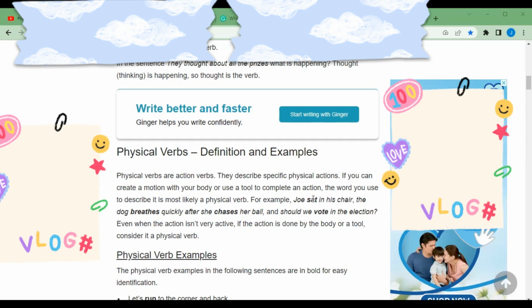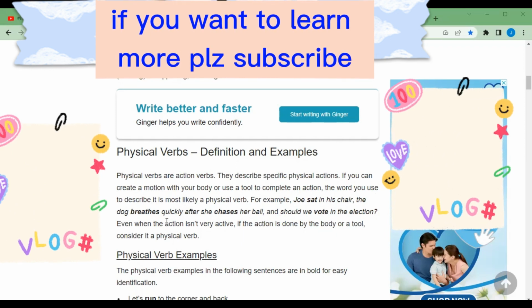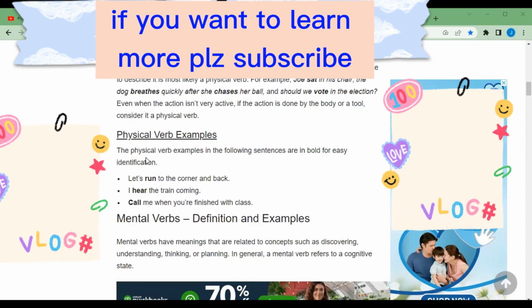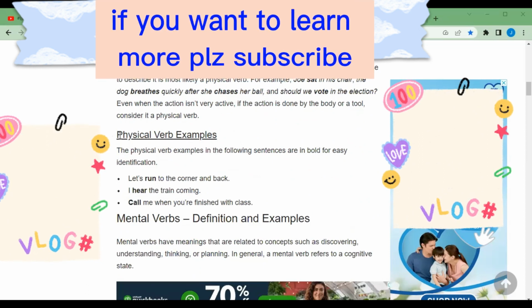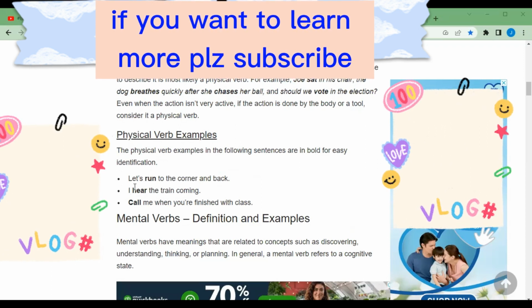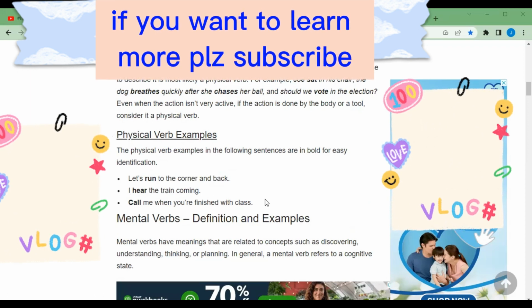For example, "Joe sat in his chair." "The dog breathes quickly after she chases her ball." "Should we vote in the election?" Even when the action isn't very active, if the action is done by the body or a tool, consider it a physical verb. Physical verb examples: "Let's run to the corner and back." "I hear the train coming." "Call me when you're finished with class."